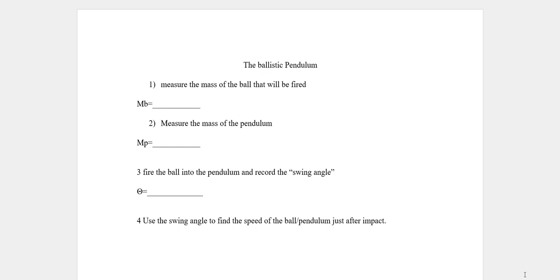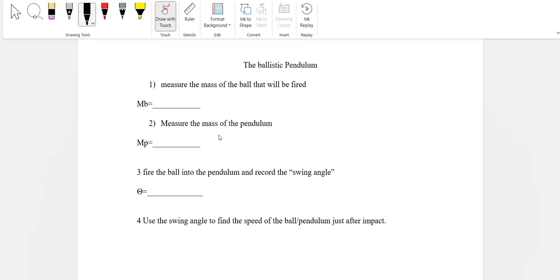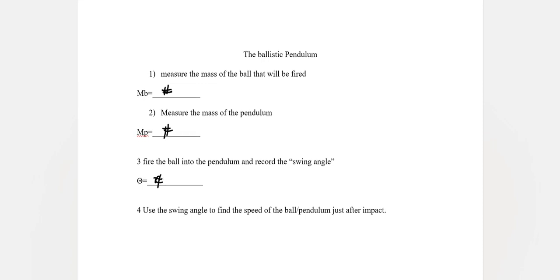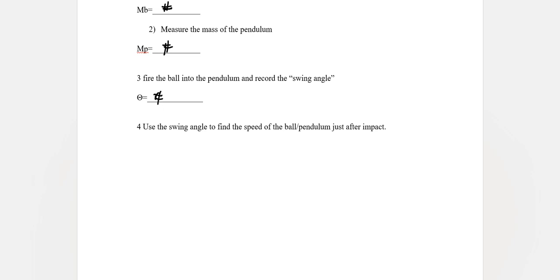All right, so we should have taken measurements here. We should have the mass of the ball as a number that you've got, and then the mass of the pendulum. Hopefully you've measured that. And then hopefully you have an angle here, an average angle. So you should have numbers for all of these quantities. And let's talk about number 4, where it says to use the swing angle to find the speed of the ball pendulum just after impact.